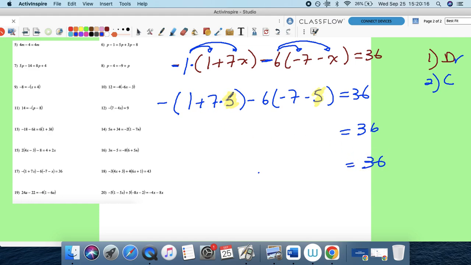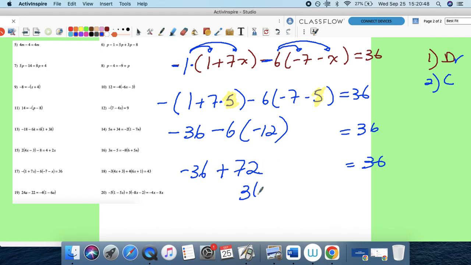Inside this parenthesis, 7 times 5 is 35, plus 1, 36. So I end up getting negative 36. Minus, and on this side, it's negative 6, and then inside the parentheses, negative 7 minus 5 is negative 12. Let's continue this. So I get negative 36. And then if you multiply these two, it's a negative times a negative, which gives me positive 72. And then negative 36 plus positive 72 is 36, which equals the 36 on the other side. So now I know I'm correct.